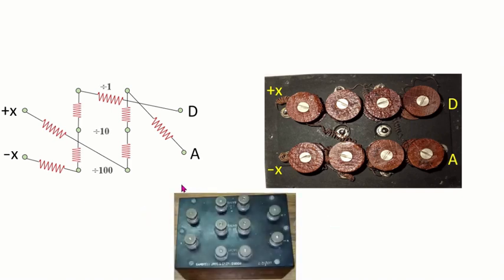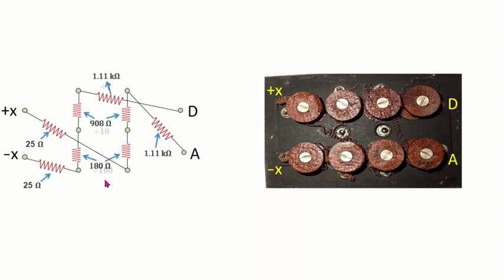Then we saw that there is written divide by 1, divide by 10, divide by 100. These are the terminals where the galvanometer will be connected: divide by 1, divide by 10 terminals, and divide by 100 terminals. The corresponding resistances are 25 ohm, this one again 25. These two resistors are 180, these two resistors are 908, while these two resistors are 1.11 kilo ohms.